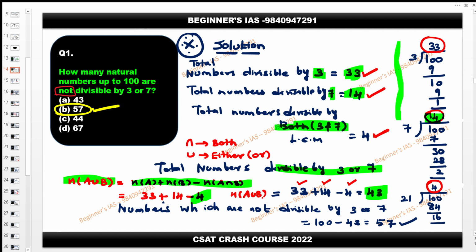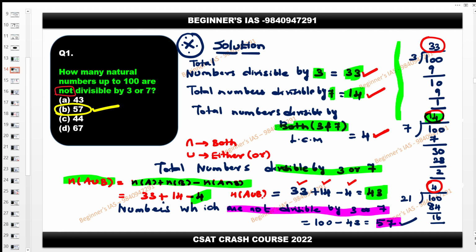That answer is also there in your options. You have to be very careful. The question is dealing with how many natural numbers up to 100 are not divisible by 3 and 7. If the question is divisible by 3 or 7, then the answer is 43. But the thing is, which are not divisible. So that is the thing you need to identify: which are not divisible by 3 or 7.